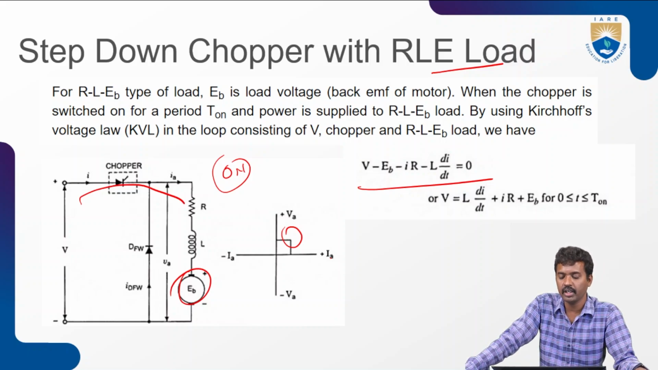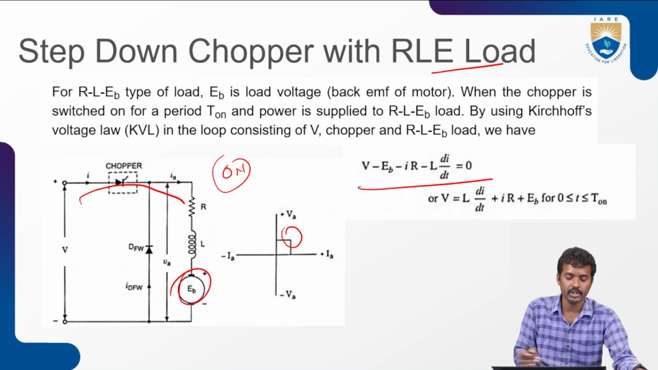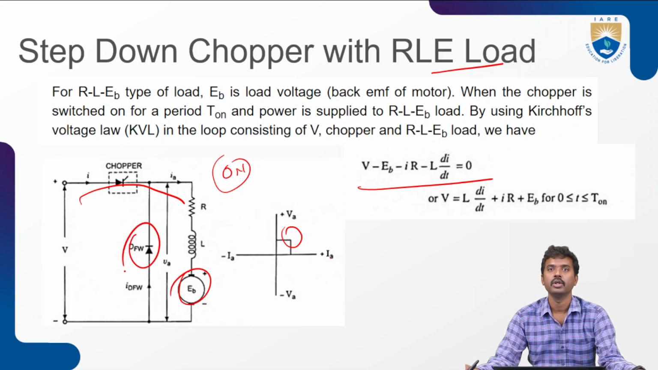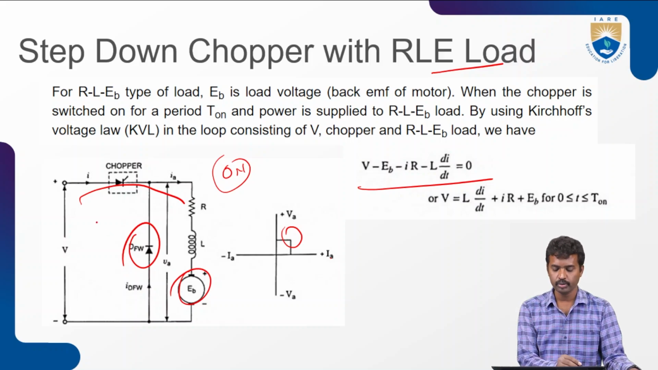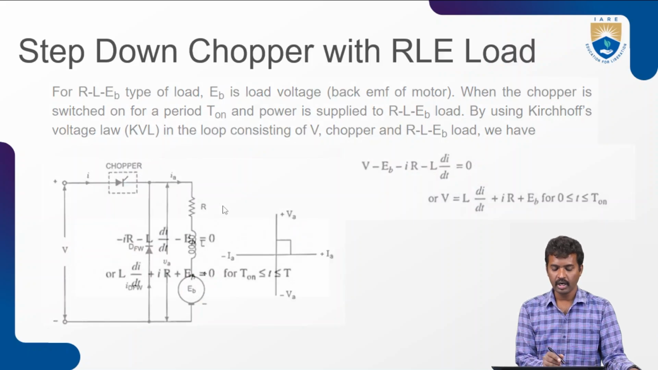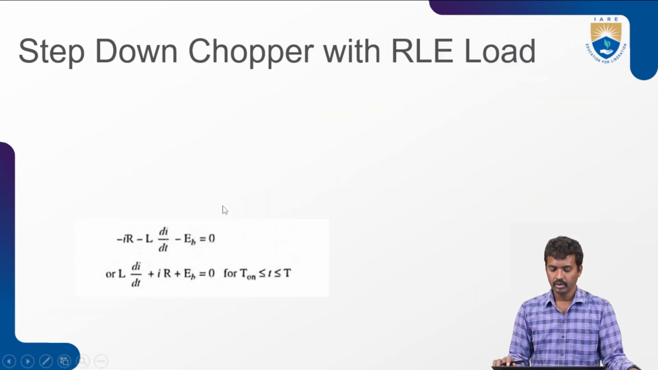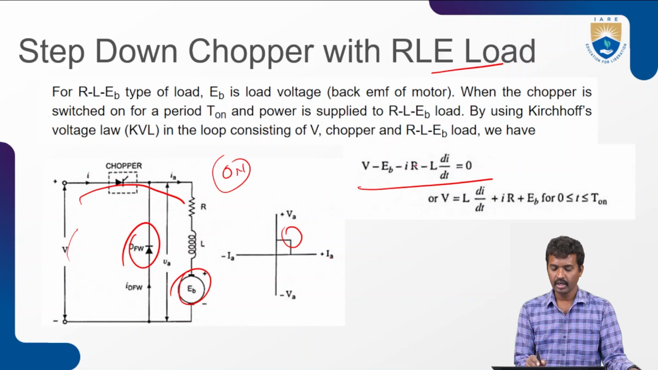If you apply KVL in this loop, what will happen? This diode is in reverse bias, so the freewheeling diode acts as an open circuit. If you apply KVL in this loop, V equals EB plus IA RA plus IA into R, and next the voltage across the inductor equals L di by dt.